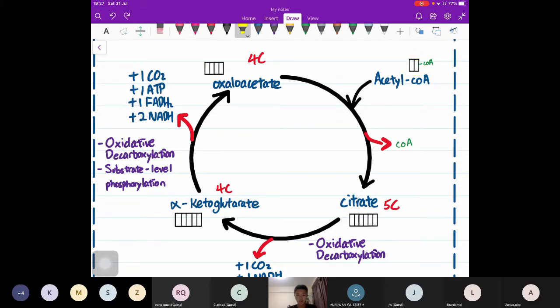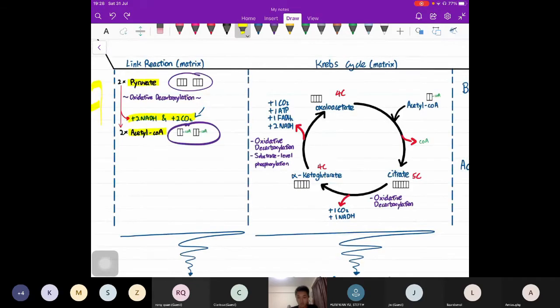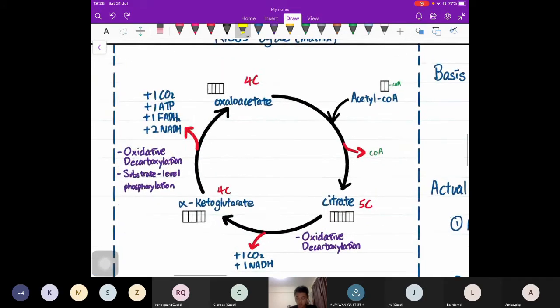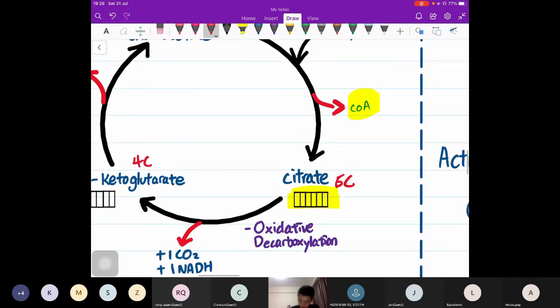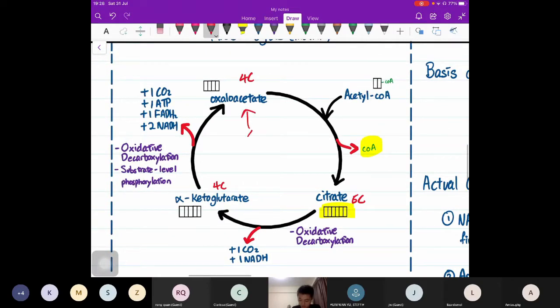So we start the story off with oxaloacetate, a 4-carbon compound. It exists there already. It combines with your acetyl-CoA, which was produced from your link reaction from before. Coenzyme A leaves, and it forms citrate. Sorry, citrate is a 6-carbon compound, because this is 4 carbons and this is 2 carbons, which equals 6 carbons, which is citrate.